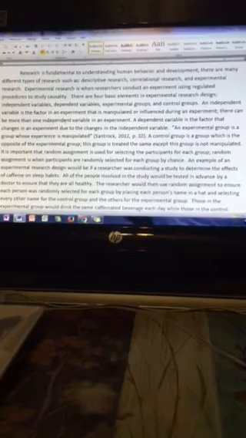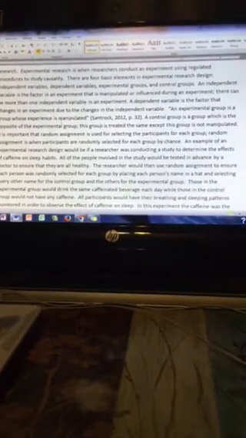Research is fundamental to understanding human behavior and development. There are many different types of research, such as descriptive research, correlation research, and experimental research. Experimental research is when researchers conduct an experiment using regulated procedures to study causality.